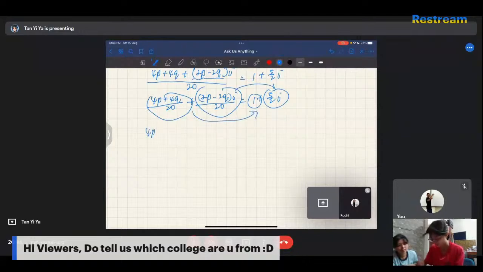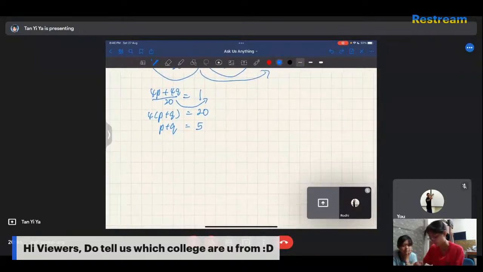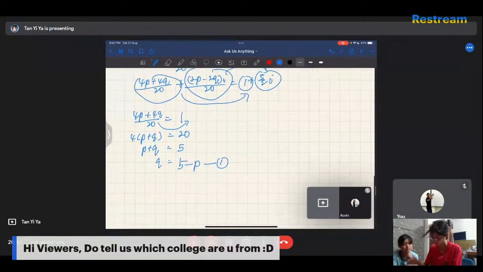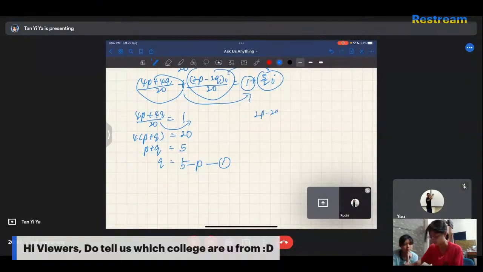Okay, so 4p plus 4q over 20 equals 1. So we can factorize it, become in this way. And this moves to here, it will become 20. So 20 over 4 becomes 5. To make the calculation easier, we may leave our equation in this way. So save it as equation 1. Next, we may find equation 2.